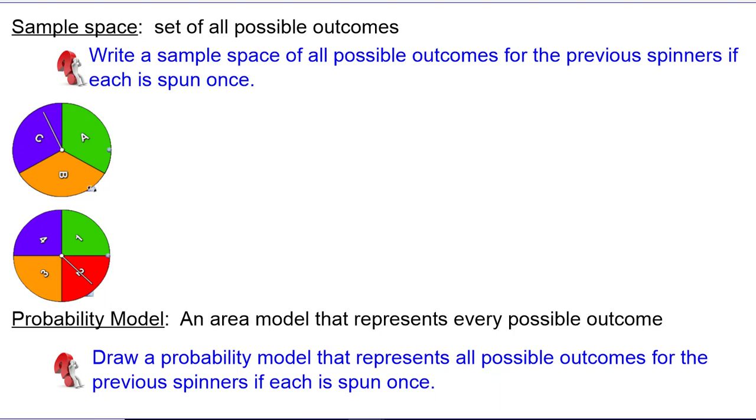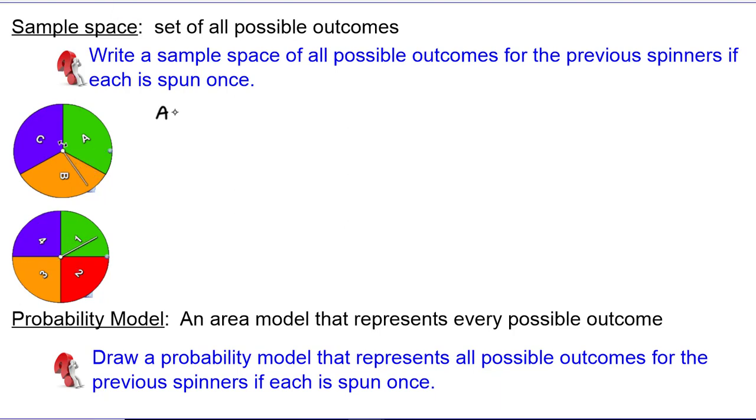We have to talk about all of our possibilities. How can we write down all of our possibilities? What we do is we write sample spaces. What we want to do here is write a sample space of all the possible outcomes for the spinners if each is spun once. I could just make a list. It actually spins. They both spin.